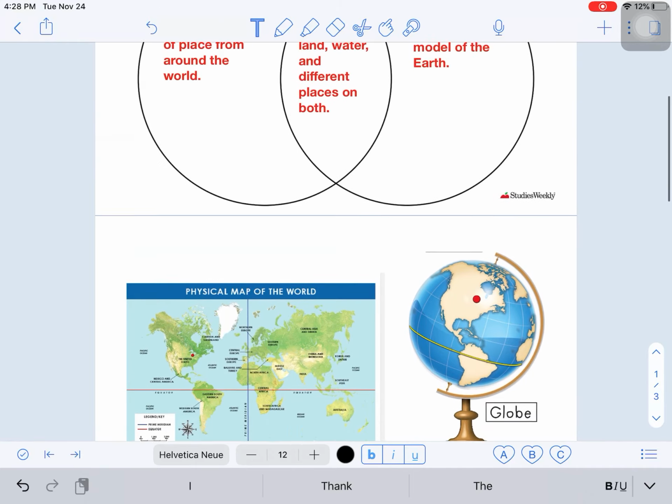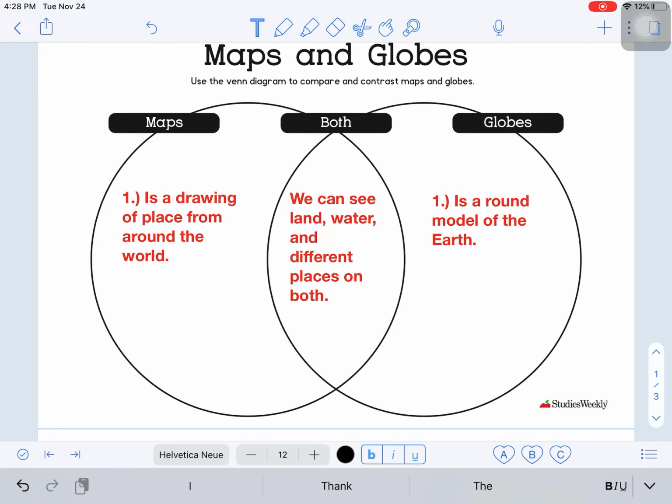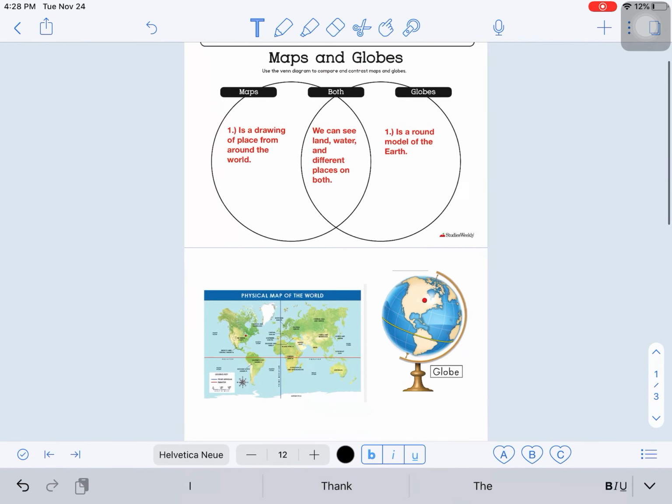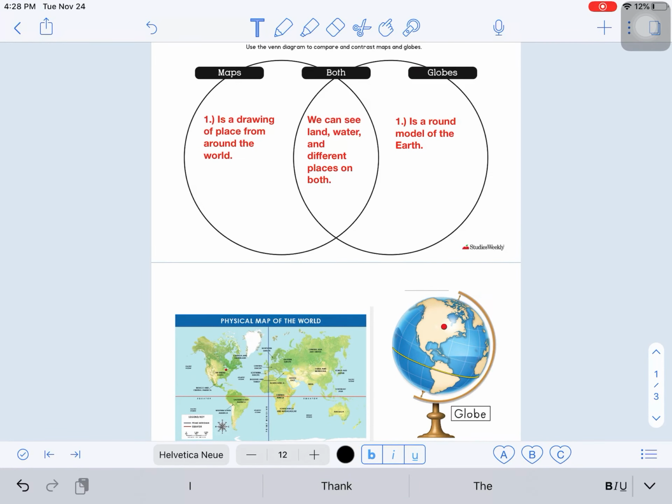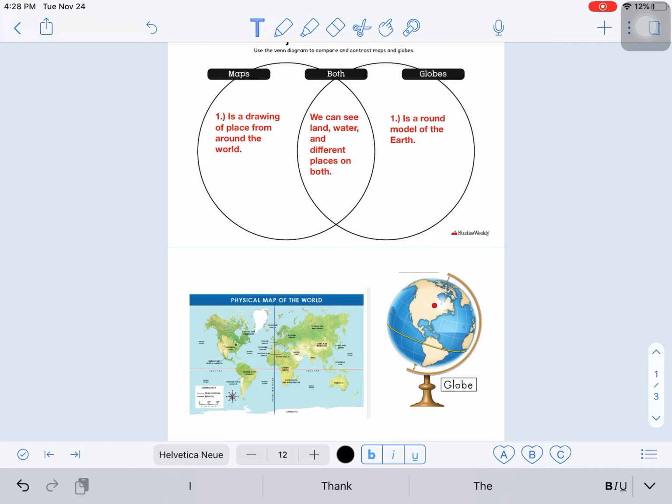All right, if you had a moment to think, we are going to scroll up here, and I have filled this out already, so let's just review it. Globes are a round model of our Earth, so you can see that it is round right below there. A map is a drawing of a place from around the world, so you can see our map there, and it is a drawing from places around the world.